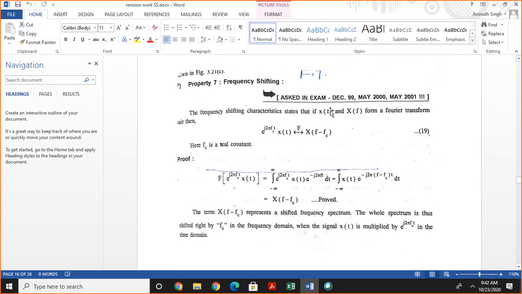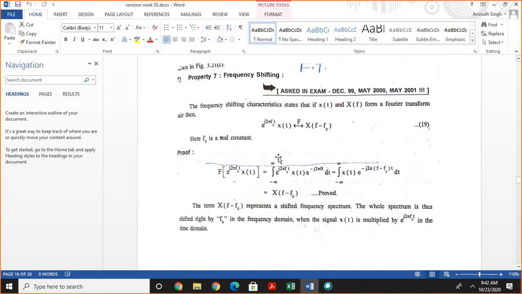Time scaling. In time scaling, if the Fourier coefficient of x of t is given, then find the Fourier coefficient of x of alpha t. Then substitute alpha t in place of t here. So we get this.